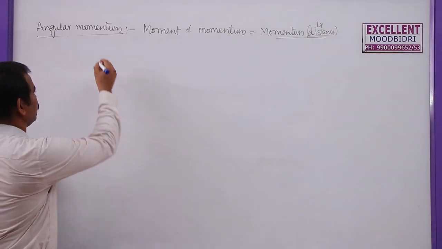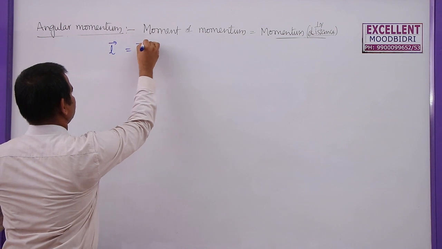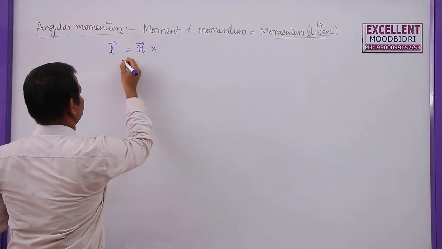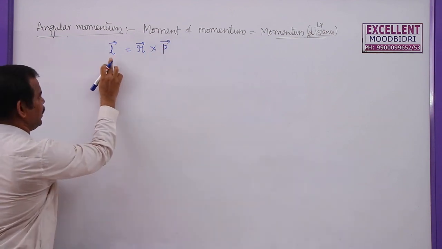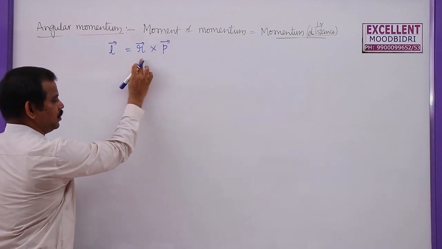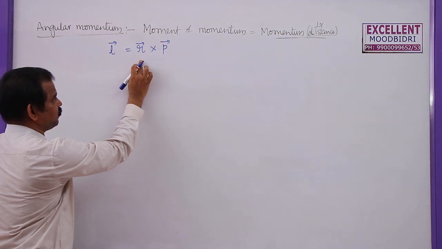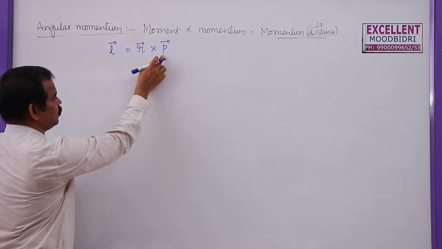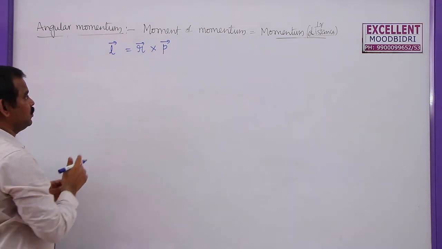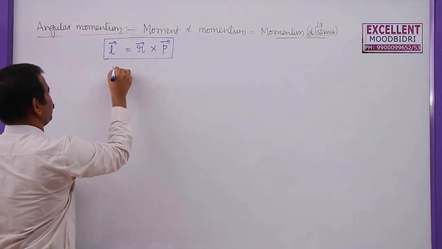We know that the angular momentum of a particle or a body is given by L bar is equal to R bar cross P bar. That is, angular momentum is equal to the position vector, or the perpendicular distance from the point to the line of application of velocity, into the momentum of this particle.